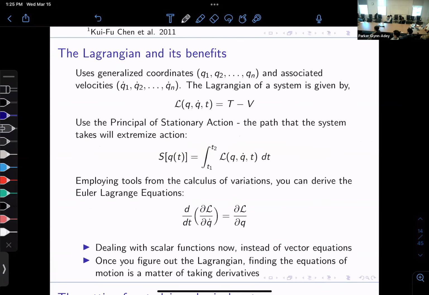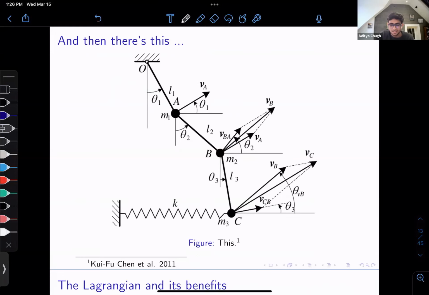What is it a picture of? It looks crazy. So these are three connected pendulums, and there's a spring acting on the bottom pendulum. So yeah, you'd have to keep track of all of these angular displacements, and just too many variables.